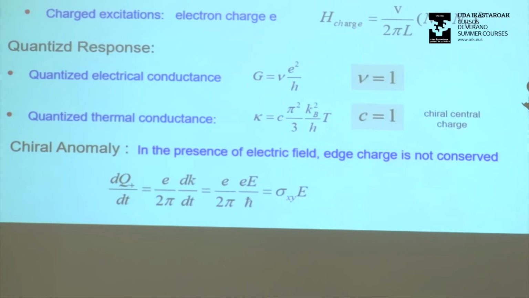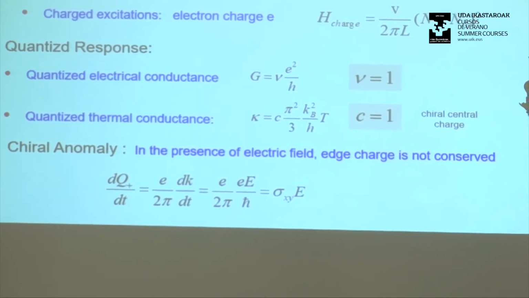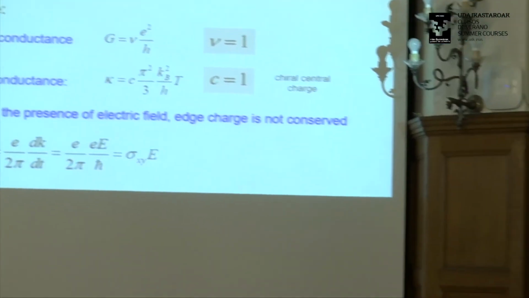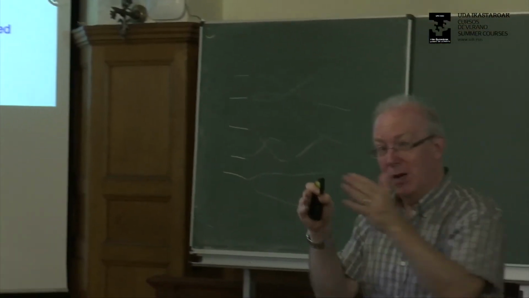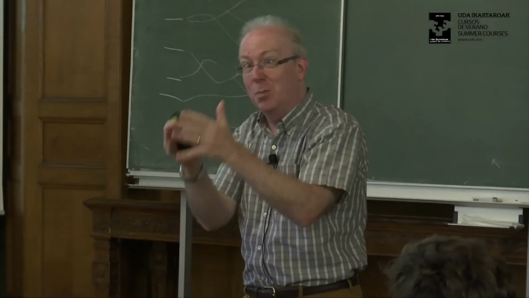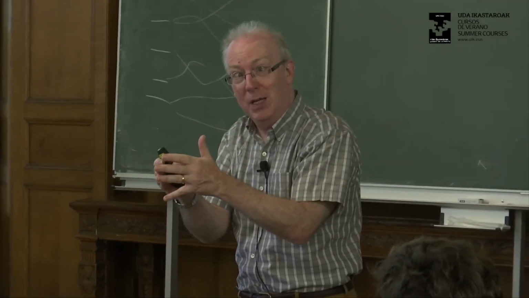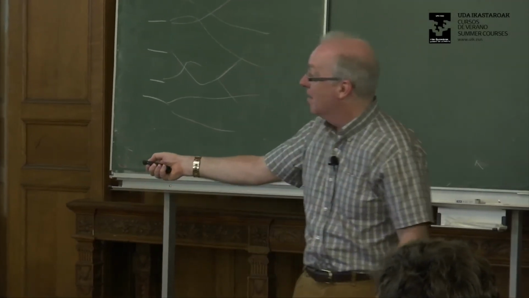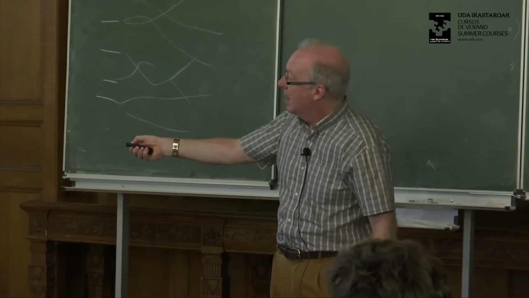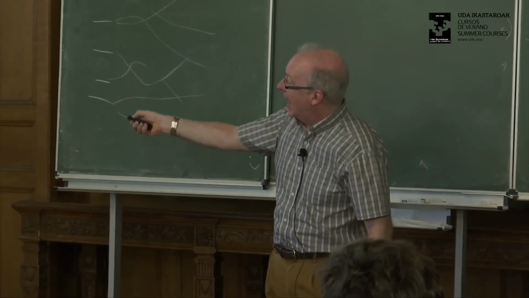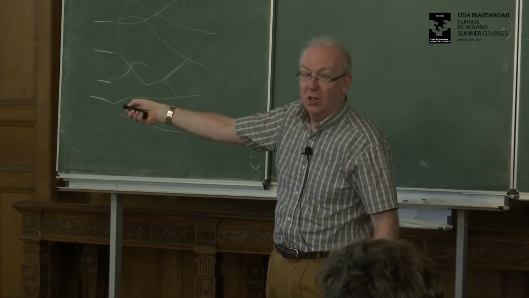Well, what's going to happen is that there's going to be a Hall current that flows in, and the charge on the edge is going to increase. Now of course that current came from the other edge, so charge is really conserved. But if I had this chiral edge just by itself, then charge would not be conserved. And so that's the content of the chiral anomaly, and that's intimately related to this quantized Hall conductance.